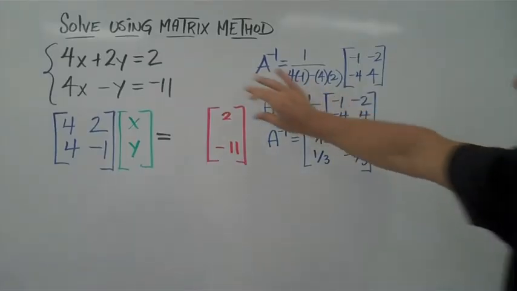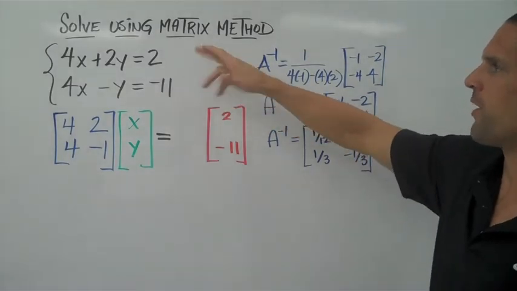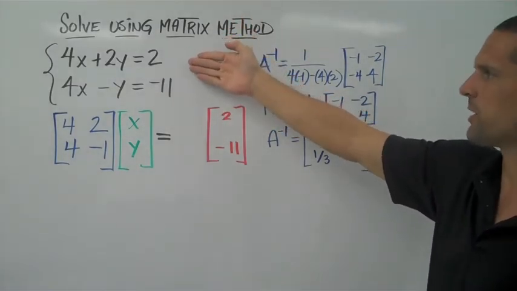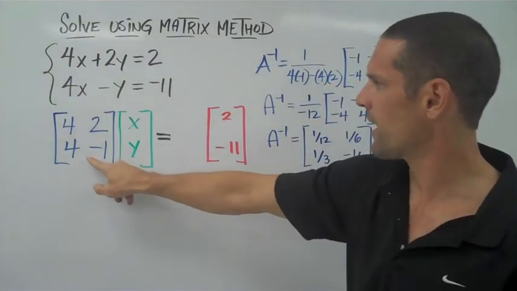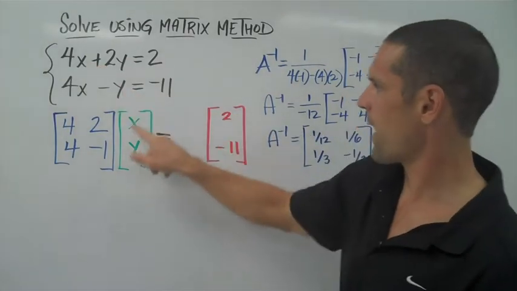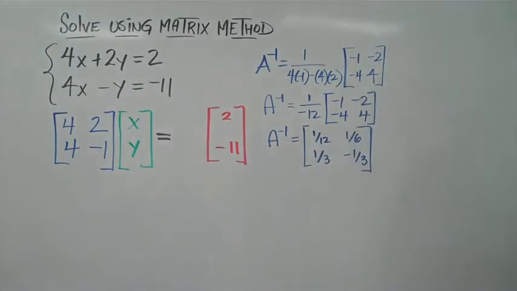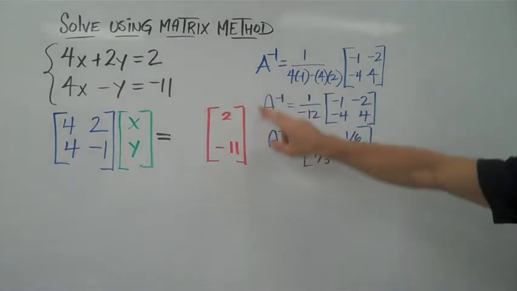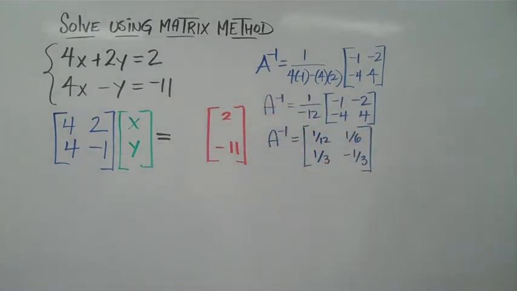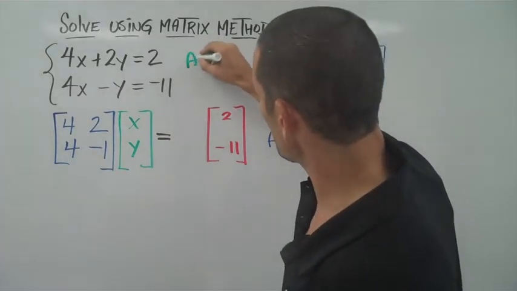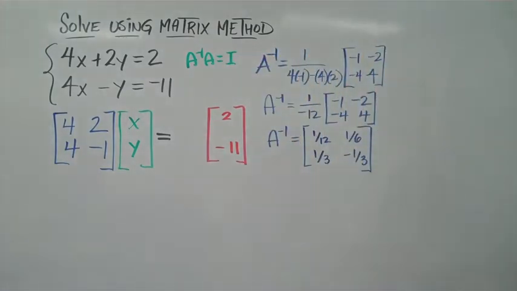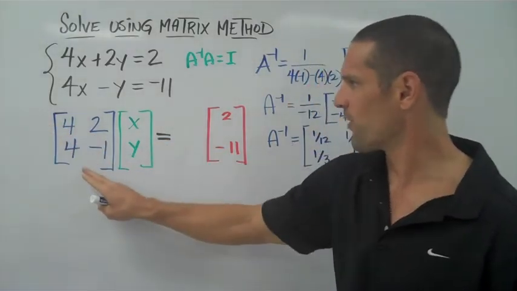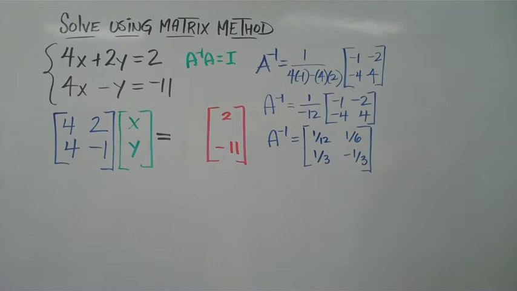Solve this system of linear equations using the matrix method. Of course we could use linear combination or substitution, but they ask us to use the matrix method. So we use the 4, 2, 4, negative 1 as our matrix of the coefficients, x, y, written x over y, as the matrix of the variables, and negative 2, negative 11 as the matrix of the answers. And I also know that A inverse times A is equal to I. So what I'm going to do is introduce a negative 1, or the inverse of my A here, and I'm going to multiply it on both sides.